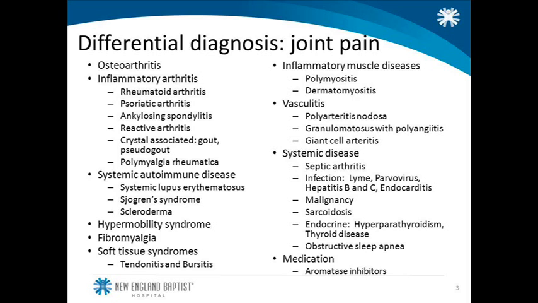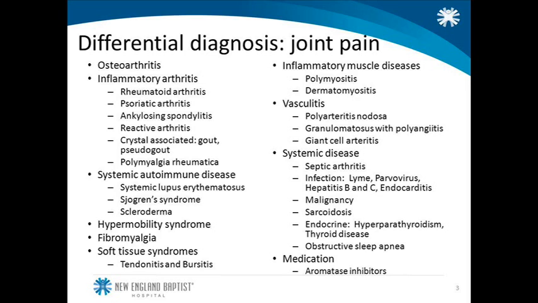Septic arthritis may be monoarticular or polyarticular. Infections can cause joint pain, such as Lyme disease, parvovirus, hepatitis, and endocarditis. Many malignancies can be associated with joint pain, as can sarcoidosis, and endocrine abnormalities such as hyperparathyroidism or thyroid disease.